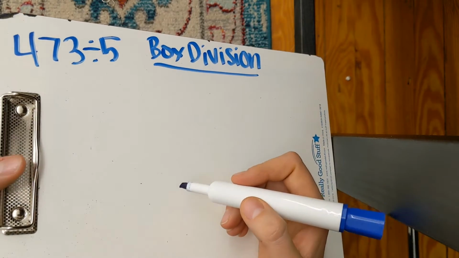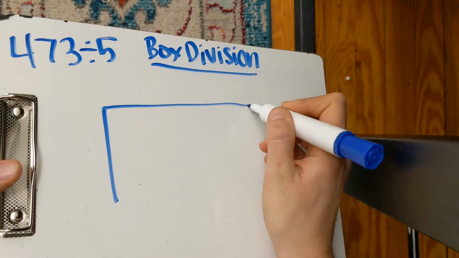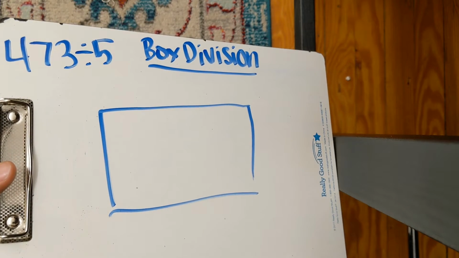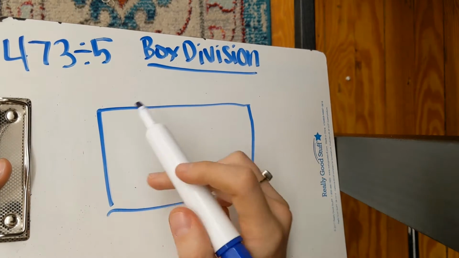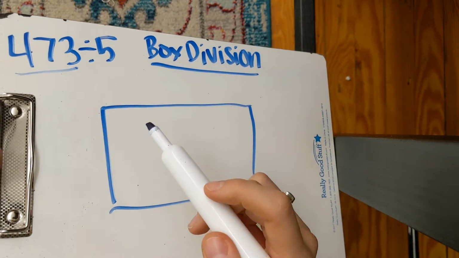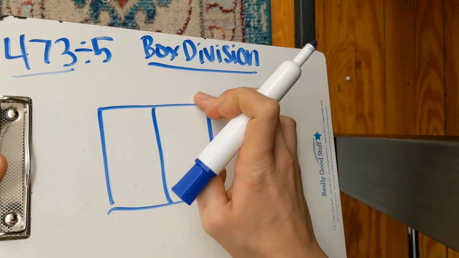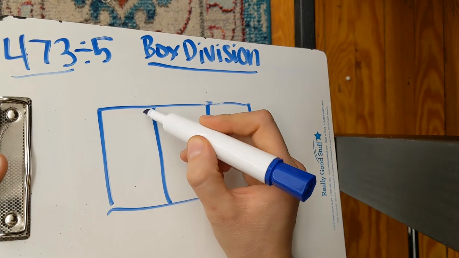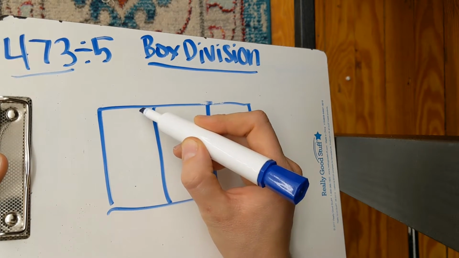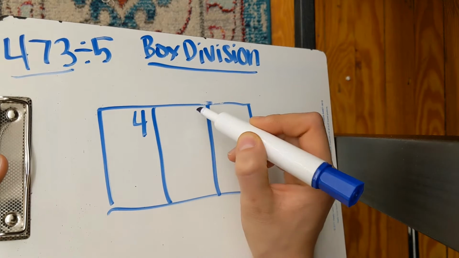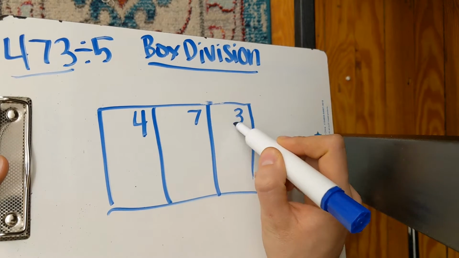To start with box division, I want to take a rectangular box. Doesn't really matter the size. I've got my dividend here. My dividend has 3 numbers in it, so I'm going to split my box up into 3 different portions. Now, I'm going to take each of my numbers in my dividend, and I'm going to put them in the top right-hand corner. So I'm going to write 473.